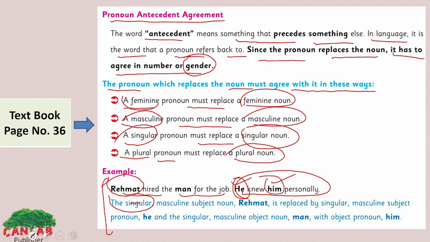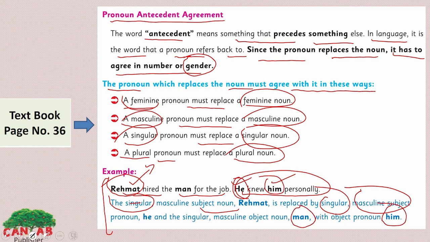द सिंगुलर मैस्कुलिन सब्जेक्ट नाउन रहमत इज रिप्लेस्ड बाय सिंगुलर. लेकिन यहां पर आप ये भी देखना है कि रहमत जो है एक ही बंदे की तरफ इशारा कर रहा है. रहमत क्या है? एक है. तो मैस्कुलिन सब्जेक्ट भी एक ही होगा और उसका प्रोनाउन भी क्या होगा? सिंगल फॉर्म में होगा. He and the singular masculine object noun with object pronoun him here.